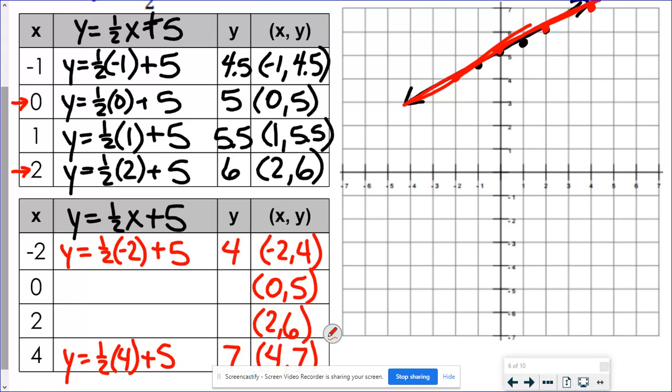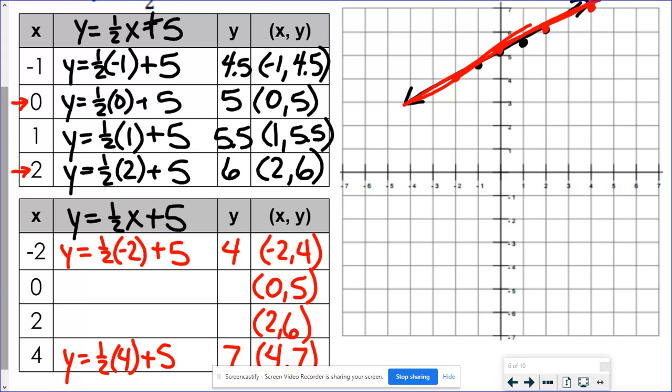But picking even numbers worked better because of the fraction. If you ever have a fraction with the x, you're going to want to pick numbers that work with that denominator. The denominator was a 2.